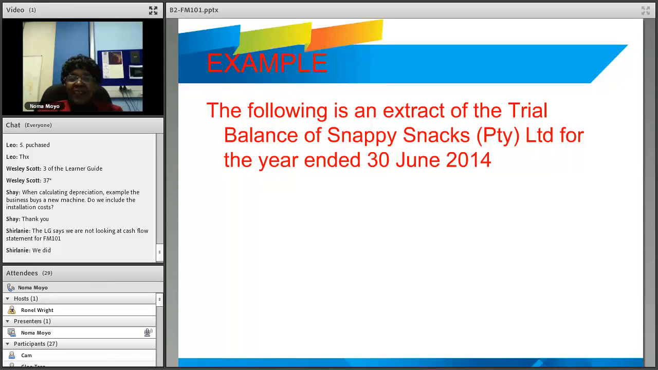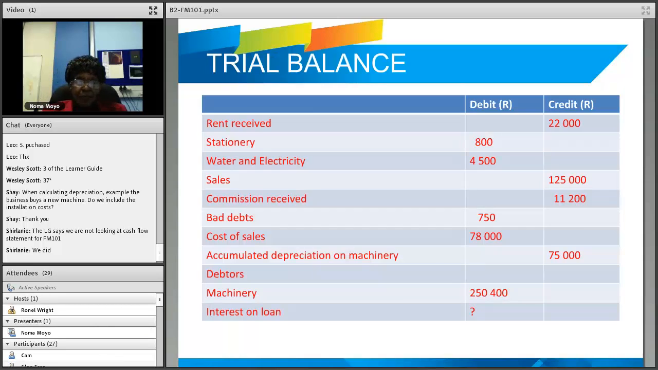Now, the following is an extract of the trial. This is now, sorry.